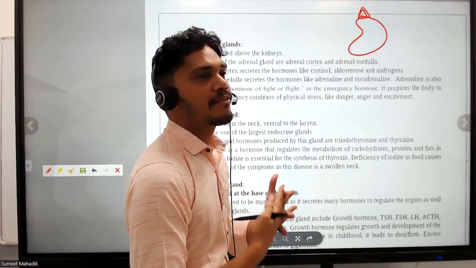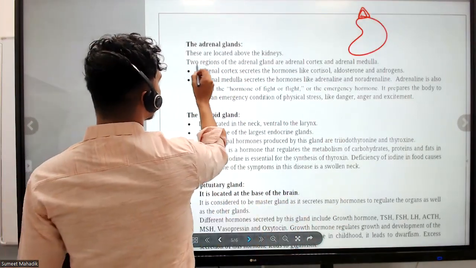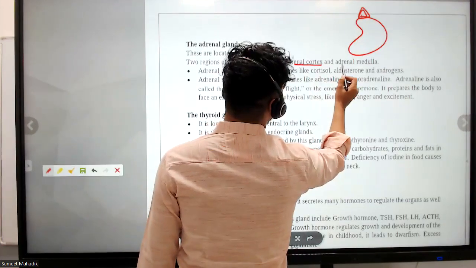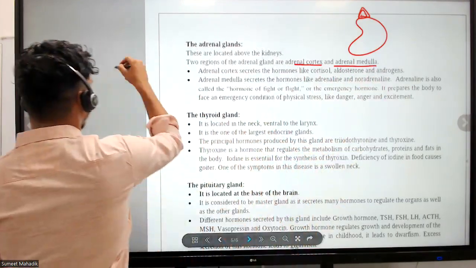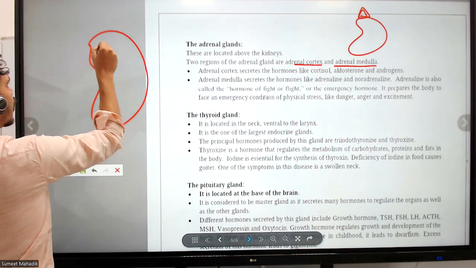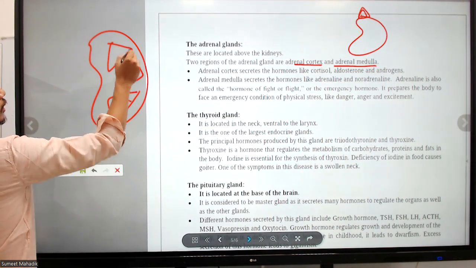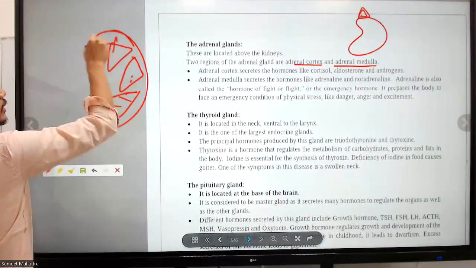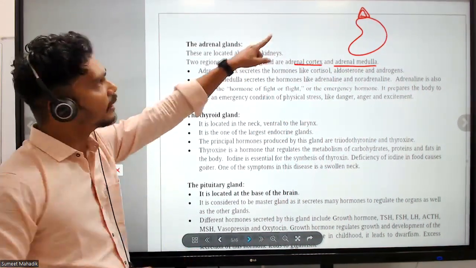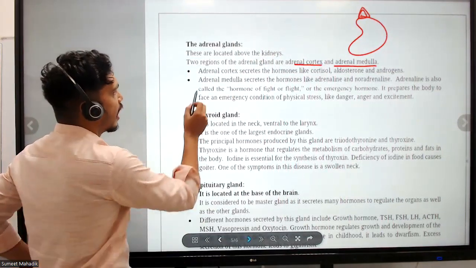It's called the fight or flight mode. Why? Let's see. The two regions of the adrenal gland are the adrenal cortex and adrenal medulla. If you cut open a kidney, we have these papillae structures, yes or no? So this is the medulla and above it, inside, is the cortex, right? Similarly, find the same in the adrenal gland.